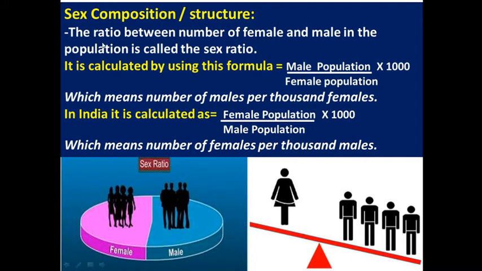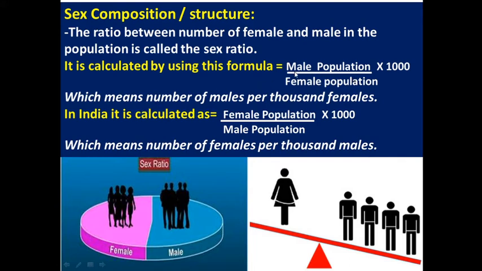Sex composition means the ratio between the number of females and the number of males in a population. It is called sex ratio or sex composition or sex structure. So how can we calculate the sex ratio of a particular country or region? We have two formulas. The first formula is sex ratio equals number of total male population divided by number of total female population into 1000. We will get the sex ratio or sex composition.